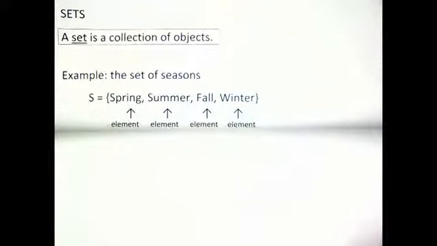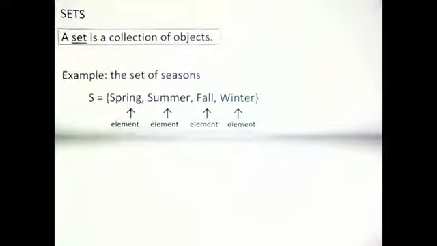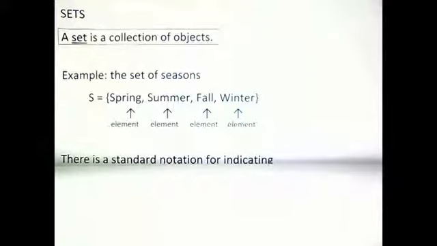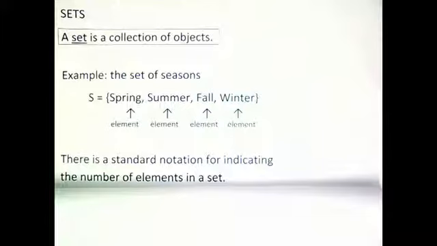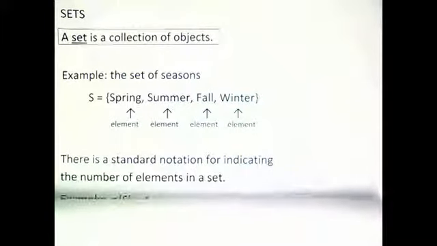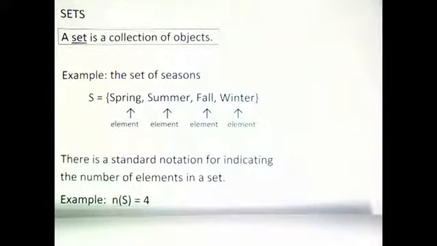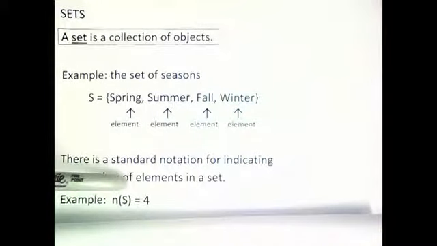Each object in a set is called an element of the set. So this particular set has 4 elements. Also, there's a standard notation for indicating the number of elements in a set. And this is what we would say using the above as an example. Use the small letter n and then put the name of the set in parentheses. So we would read this: the number of elements in set S is equal to 4.